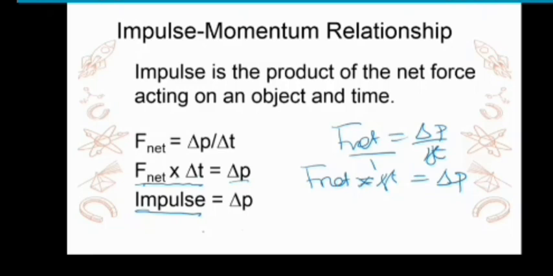Now, the unit for impulse is actually Newton second. Impulse can be measured in Newton seconds, or equivalently kilogram meters per second. If you break this down, Newton is equal to mass times acceleration, which is kilogram meters per second squared, times second. So you also get kilogram meters per second.